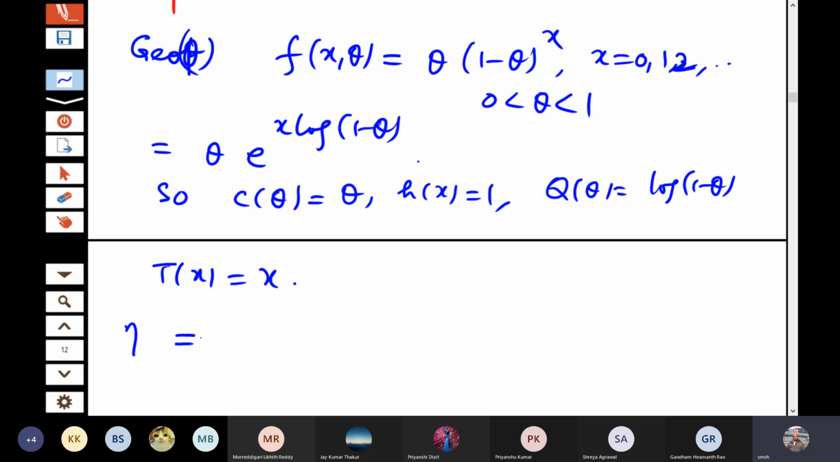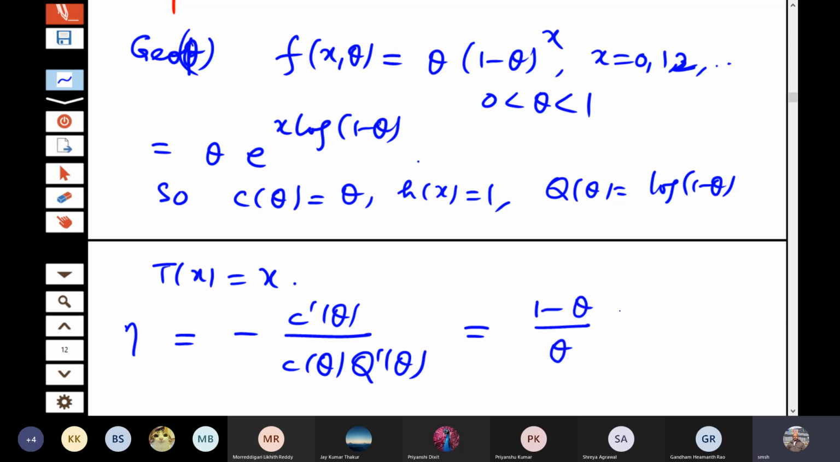So what is this term? That is eta, that is minus c prime theta by c theta q prime theta. So that will become c prime theta is 1, c theta is theta, and this will become 1 by 1 minus theta with a minus sign. So that will become theta minus 1. 1 by 1 minus theta. Yeah. So with a minus sign when we put, and then there is a minus here. So it will again become 1 minus theta. So it is actually 1 by theta by theta. That is 1 by theta minus 1.